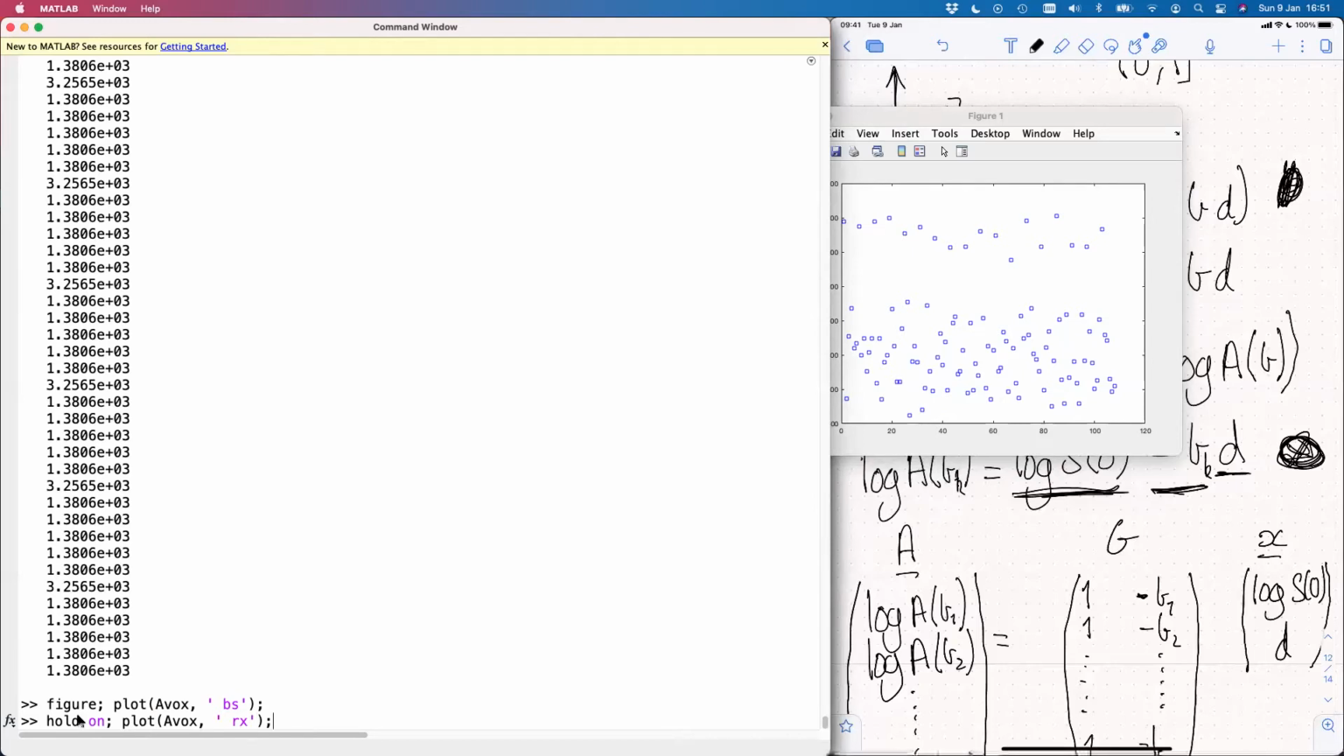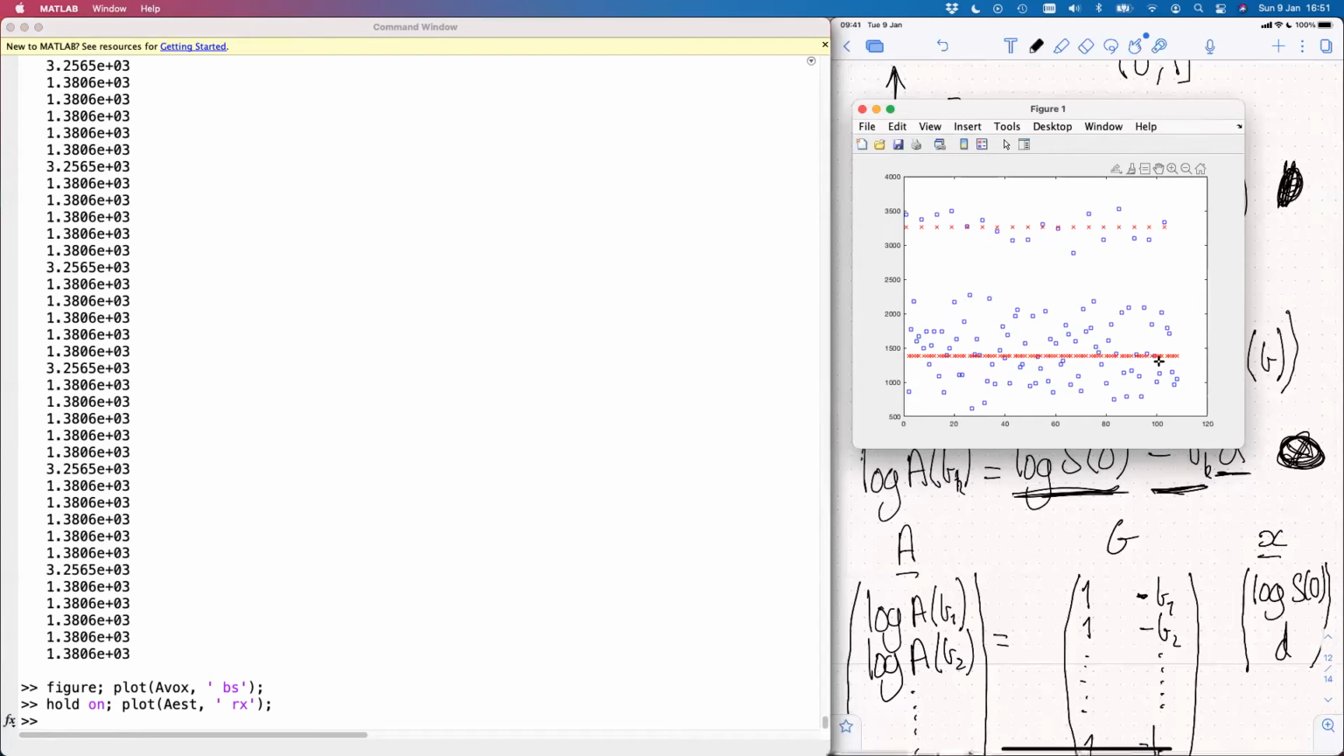So this time I want the AEst, the estimated measurements from the model. I'm going to plot those as red crosses. So there they are. And as we'd expect, our model thinks that all measurements with the same B value should be the same, whereas actually the measurements that we observe are much more widely scattered, of course, and probably that's because there's some anisotropy, which our simple model here is not accounting for.